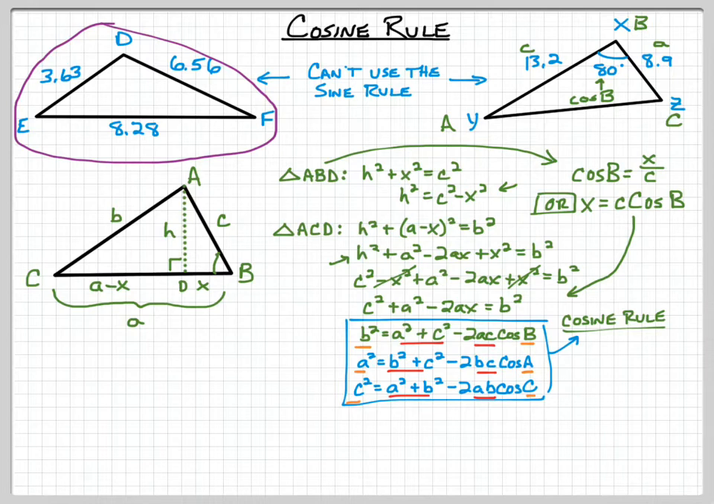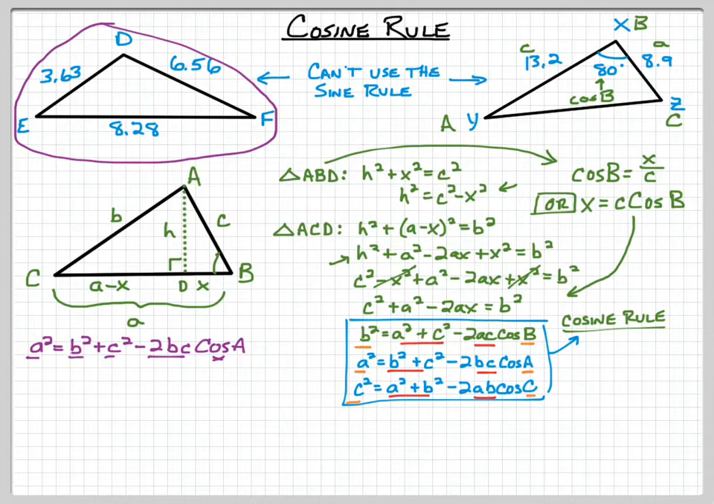Well, what we can do is rearrange our cosine rule and rewrite it so we're looking for an angle, not for a side. So let's just take our first one, a squared equals b squared plus c squared minus 2bc cosine a. In this situation, we have all of the sides, so we have a, b, c, but we don't have cosine a. We don't have angle a.